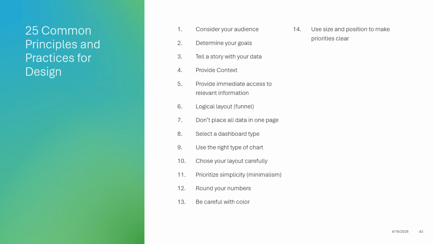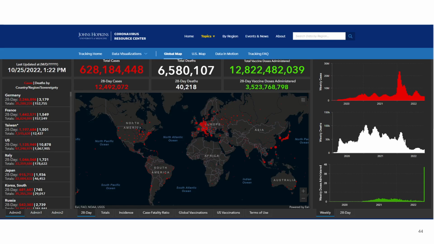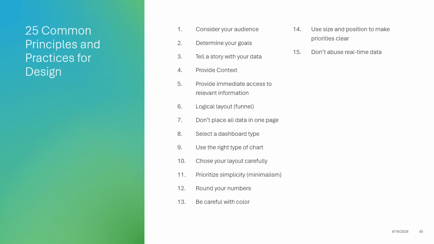The next recommendation is that we want to use size and position to make priority clear. In this case, we can see the size of the circles. They are going to tell us the importance, but as you see here, the elements could be sorted in some way that the magnitude is telling us what is the problematic case, because we have the most cases on the top. And that capability of sorting is going to help us to use the data better.